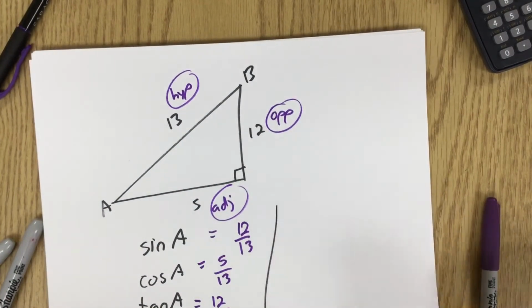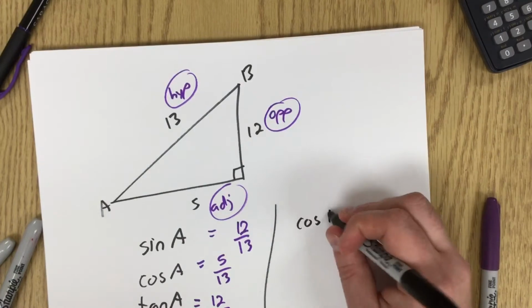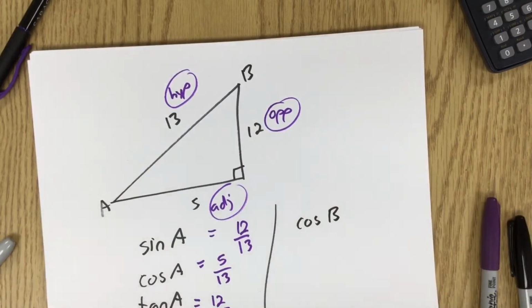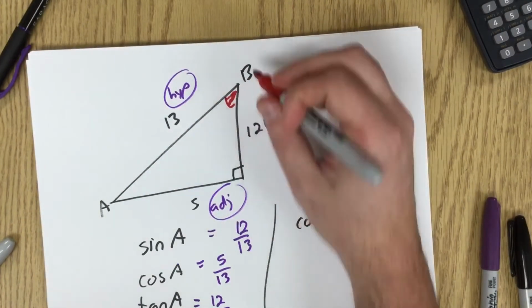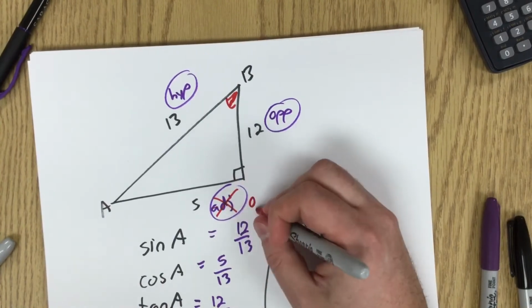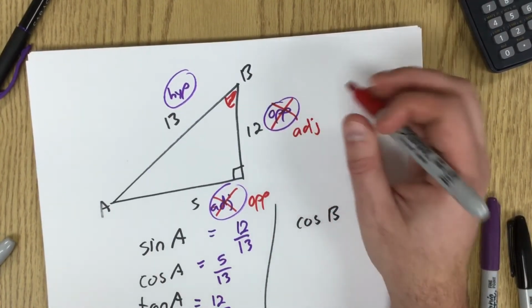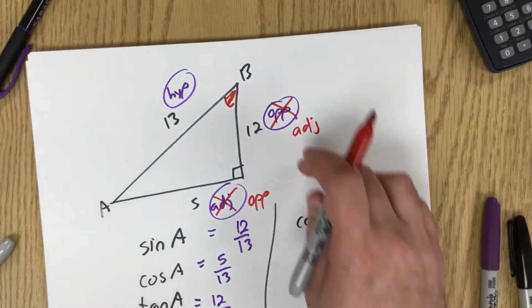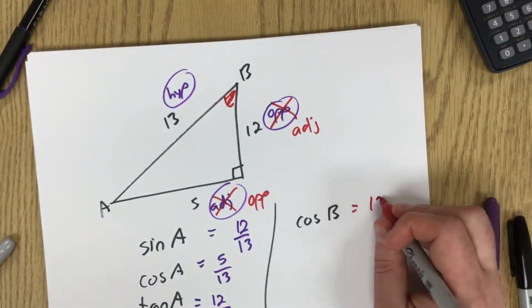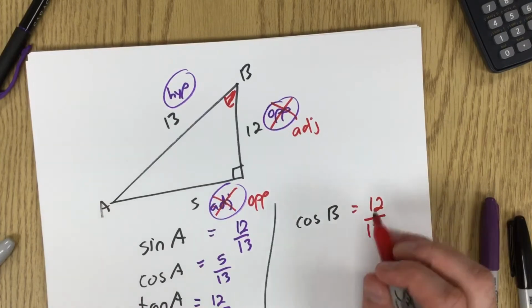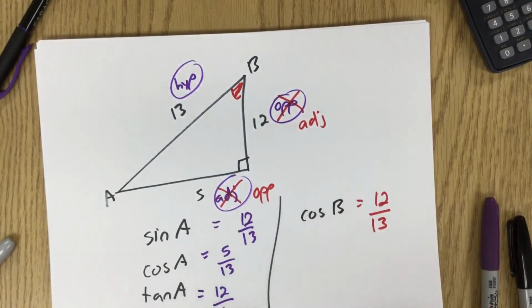If I switch things up and said, what is the cosine of B, for example? Well, then this is our angle, so then that becomes opposite, and this becomes adjacent, and cosine is adjacent over hypotenuse, which would be 12 out of 13.